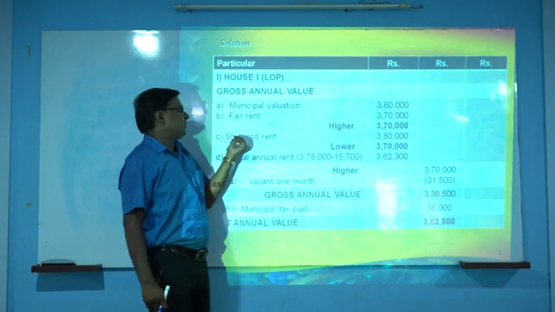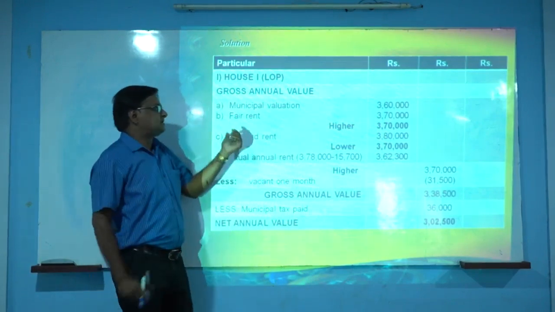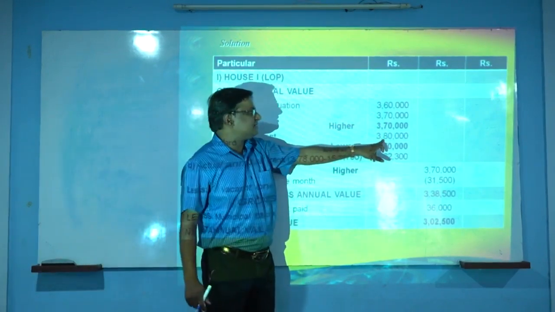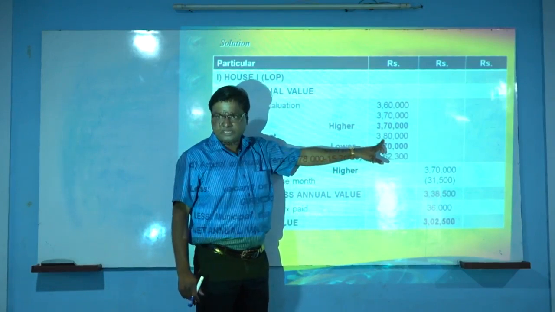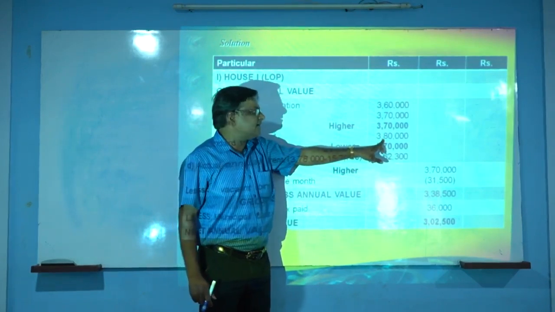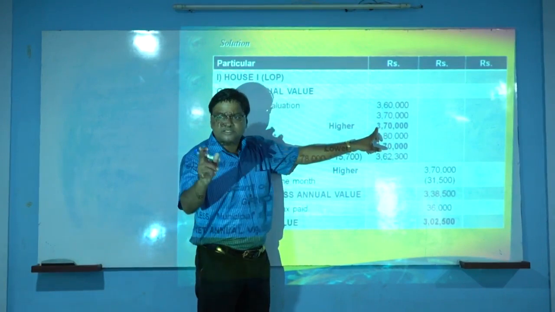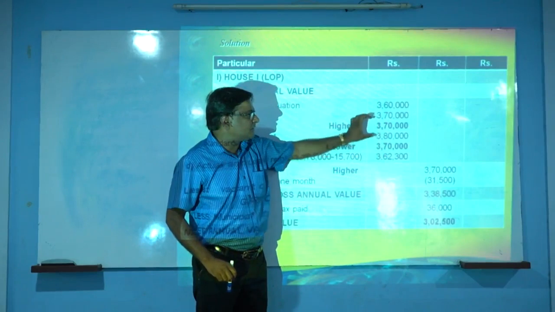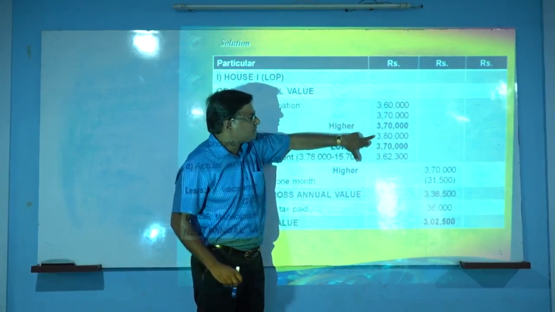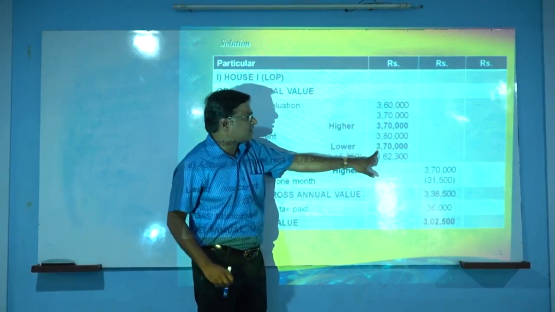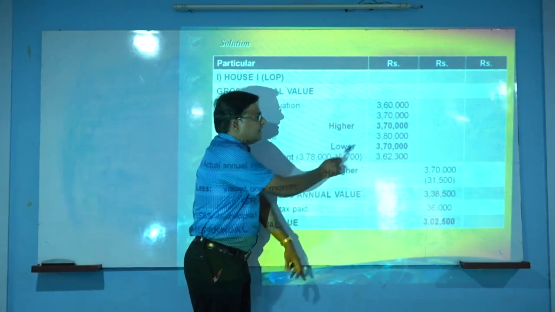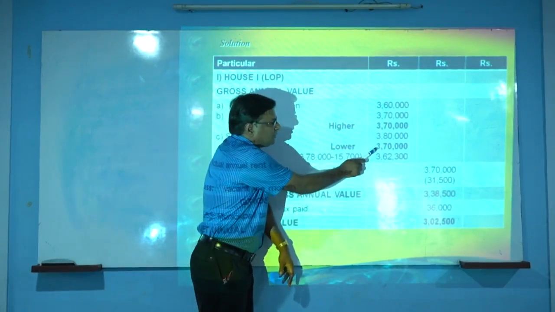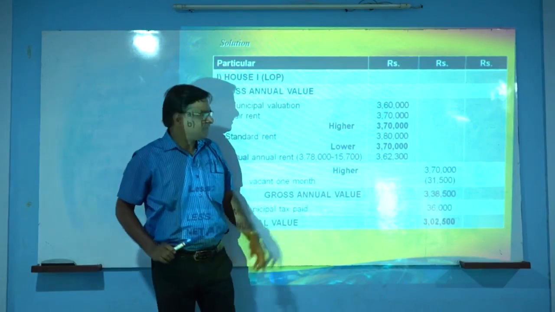Then at C point we have to take the standard rent. The standard rent of the first house is given as 3,80,000. Here the higher value is 3,70,000 and the standard rent is 3,80,000. We have to consider these two values and take the lower value. From these two values, the lower value is 3,70,000.